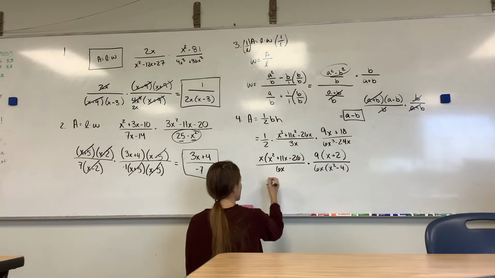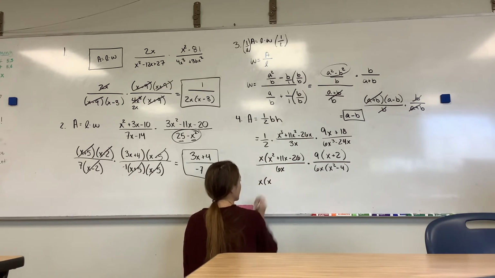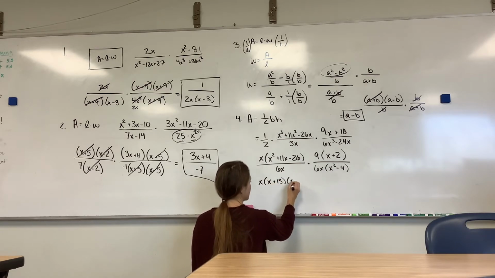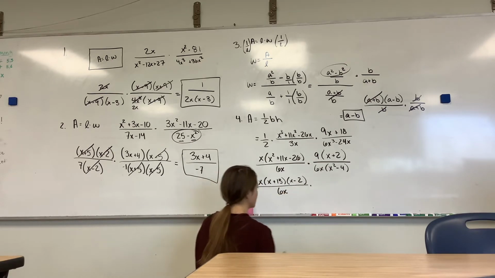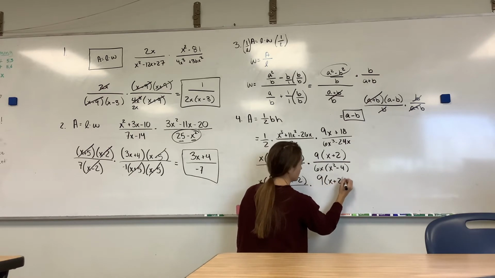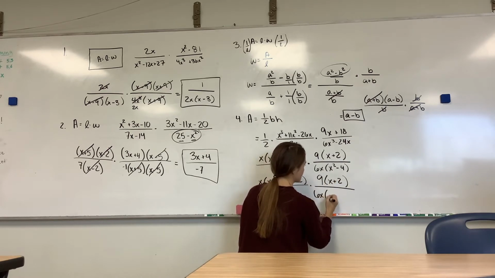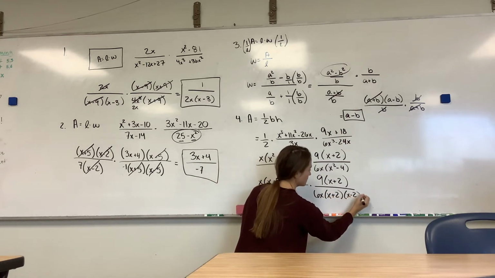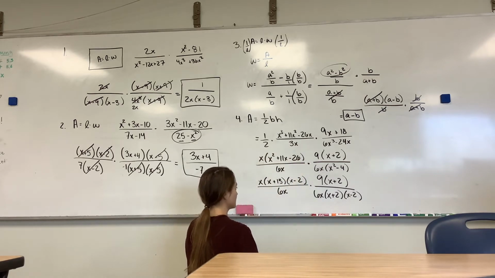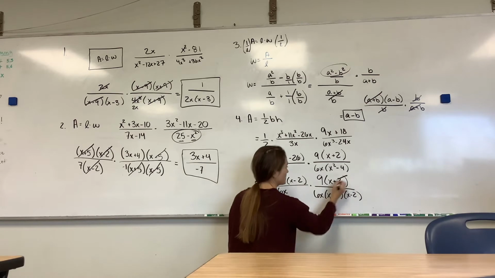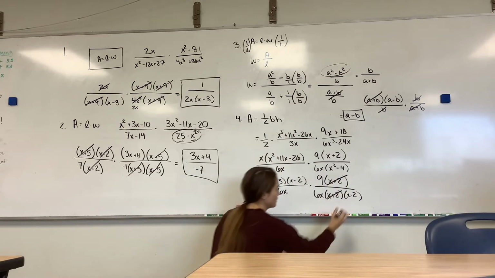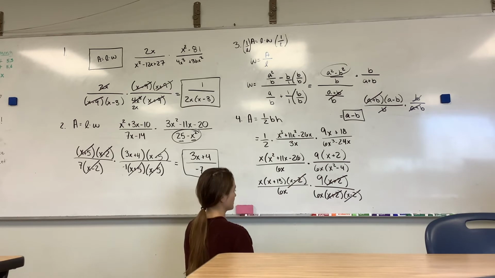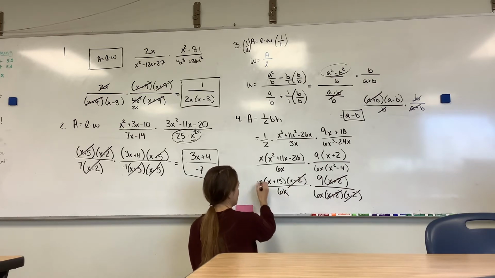Okay, if I factor this one more time, I get x times x plus 13, x minus 2, all over 6x, times 9 times x plus 2 all over 6x. This is a difference of perfect squares, so it'll be an x plus 2, x minus 2. Great. Let's cancel out. So this x plus 2 and this x plus 2 cancel out. This x minus 2 and this x minus 2 cancel out. This x and this x cancel out.